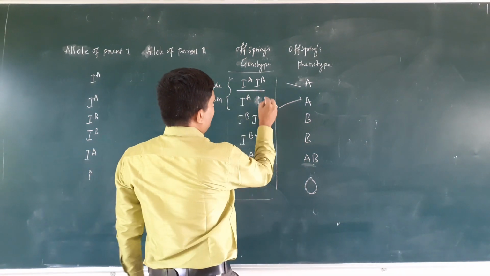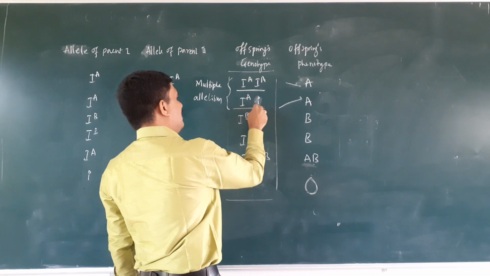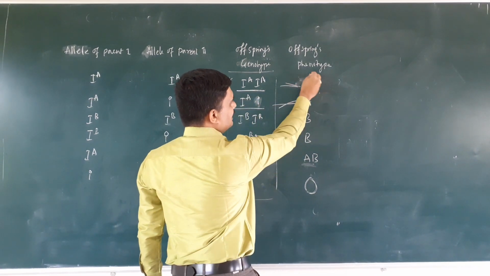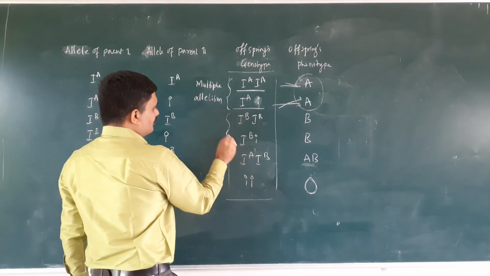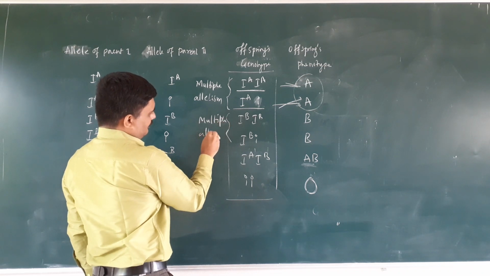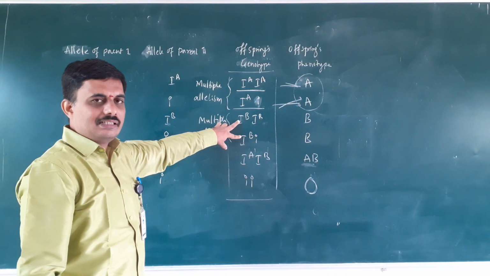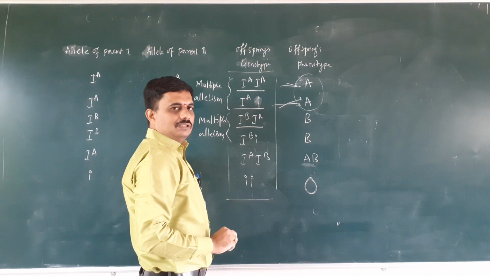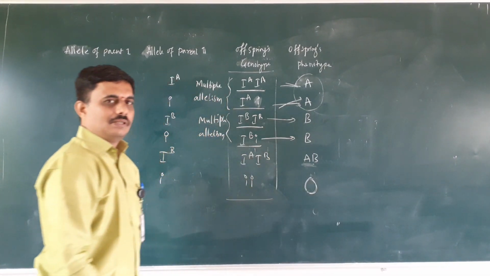So IAIA in the homozygous condition expresses blood group A, while IAi in the heterozygous condition also expresses the single character, blood group A. Similarly, this is also an example of multiple allelism: the expression of a single character in 2 alternative forms. In the homozygous condition it expresses blood group B, and in the heterozygous condition it also expresses blood group B.